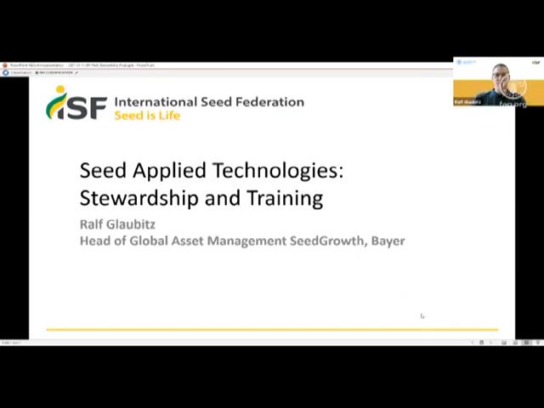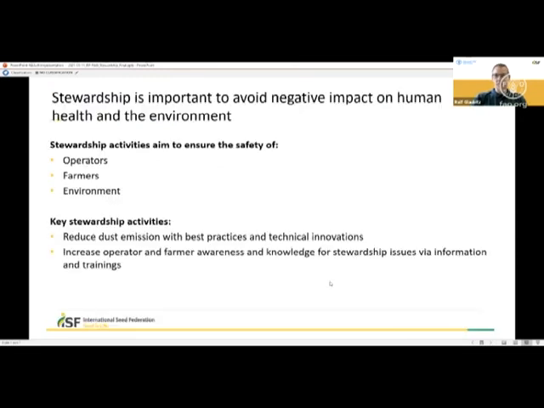So stewardship, fundamentally we look at, this is important to avoid negative impact on two sides: on the human health as well as on the environment. So we need to differentiate between the human health effect, which can be on the operator side, the ones who are handling and doing the physical treatments, and the farmers on the other side. And I think we have seen examples in the last 16 minutes already of several of them. And then the second area will be the environment, where we also need to reduce or avoid negative impacts.